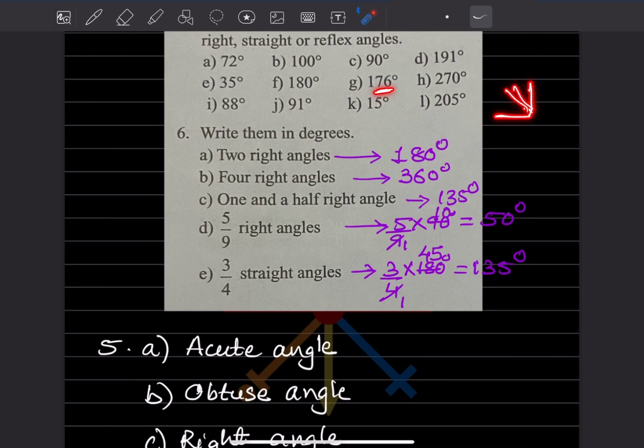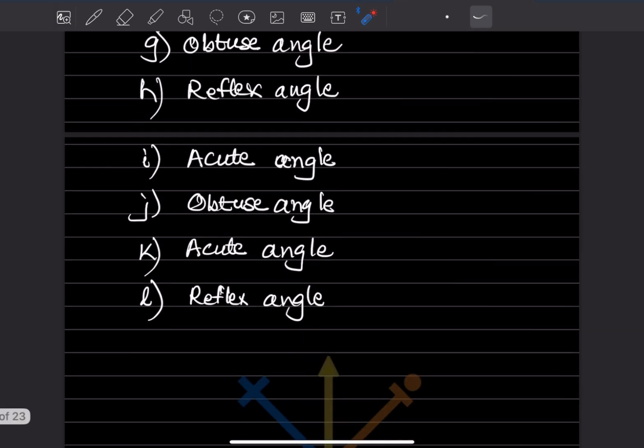So 176 is going to be obtuse. 270 is more than 180 but less than 360, that is going to be reflex. 88 is less than 90, so that is going to be acute. 91 is more than 90, so obtuse. 15 is less than 90, that is going to be acute. And 205 is more than 180 but less than 360, that is going to be reflex. So these are all the answers for that one.